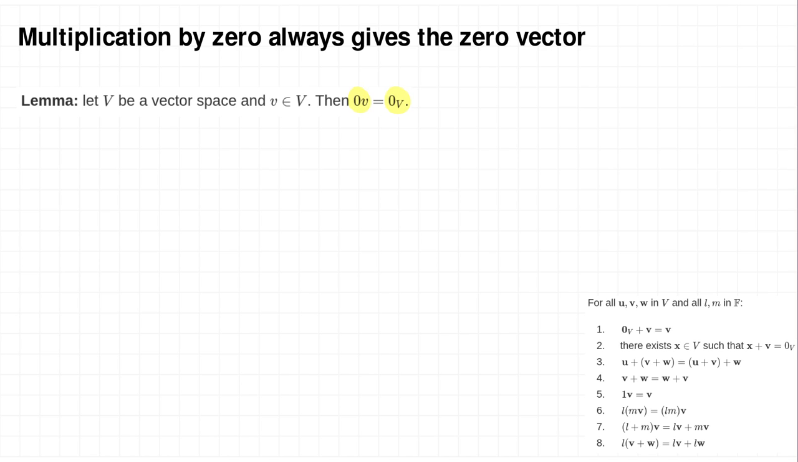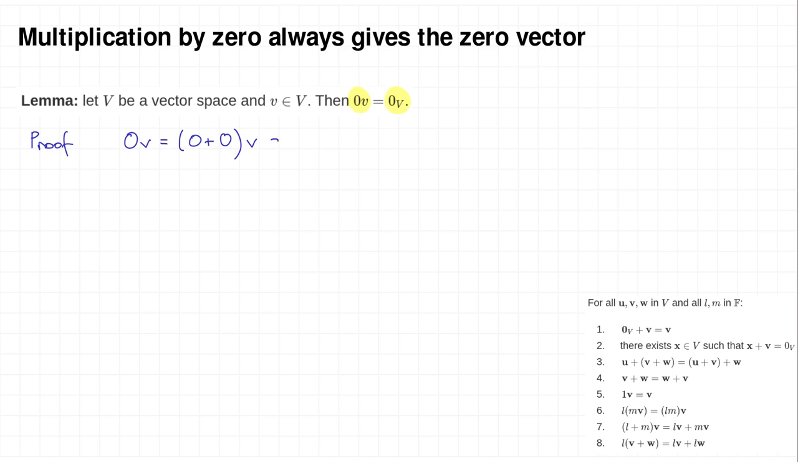In order to prove it, we're going to use the vector space axioms. And I've copied the vector space axioms for you down there at the bottom right of this slide. So to begin our proof, let's begin with 0 times v and rewrite that as 0 plus 0 times v. We can do that simply because 0 plus 0 is equal to 0.